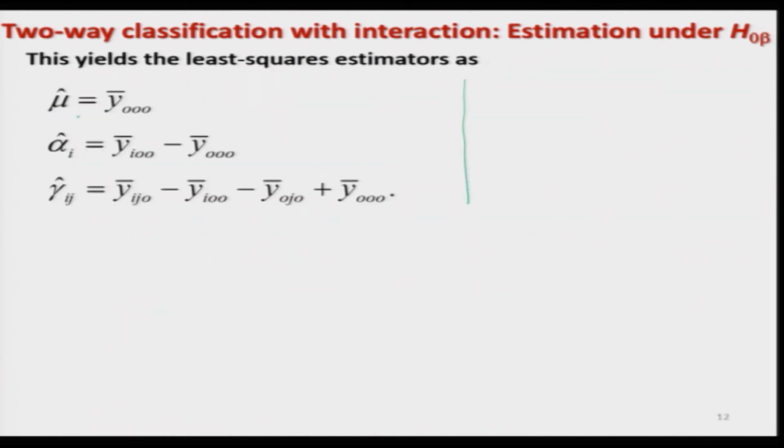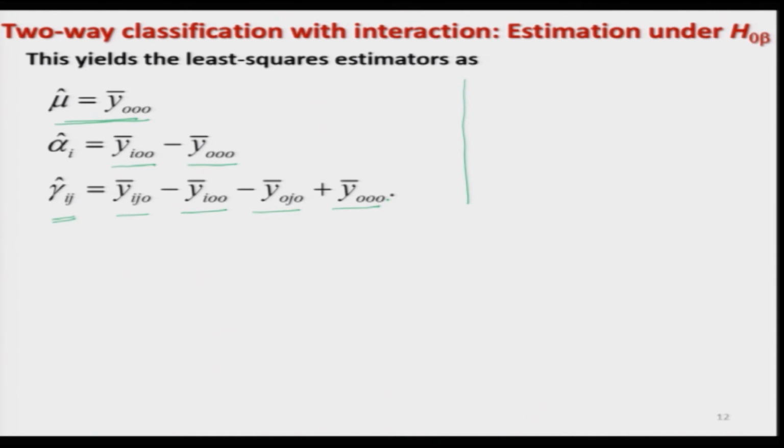You can see here the estimator of mu is simply y bar triple naught, the estimator of alpha i is y bar i double naught minus y bar triple naught, and the estimator of gamma ij is y bar ij naught minus y bar i double naught minus y bar naught j naught plus y bar triple naught. So once again you can see that the form of the estimator in this case is fortunately coming out to be the same that you had obtained earlier in the first case, right.